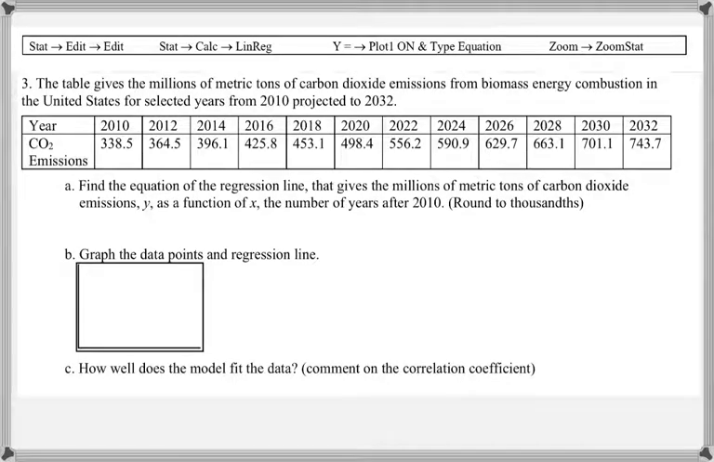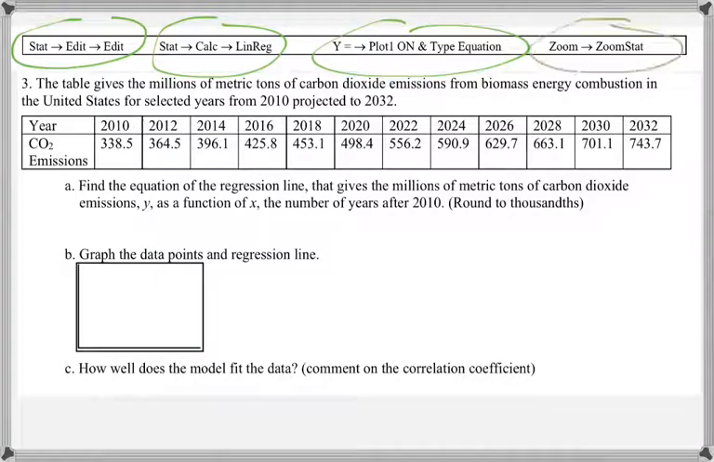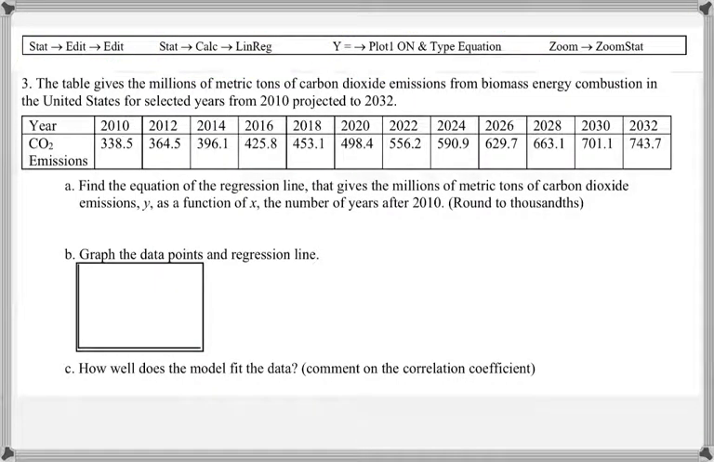Number 3 in the section on linear regression is dealing with carbon dioxide emissions, and we have our data, and a lot of this is on the calculator, and these are the steps which we need to follow. I want to look at part A. It says find the equation of the regression line that gives the millions of metric tons of carbon dioxide emissions y as a function of x, the number of years after 2010. And they want us to round to the thousands.